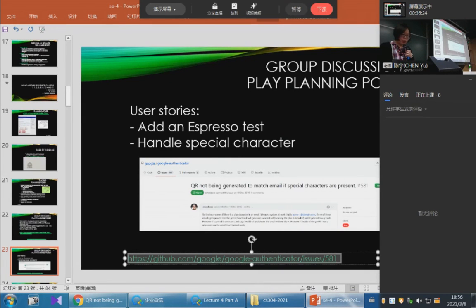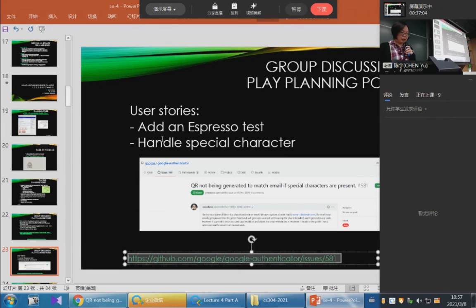That's the reason why I put two user stories, and one of them is adding an espresso test. The reason I put this user story is because it also helps to address the problem of not being clear about the expertise of your group mates. For those of you who don't know what an espresso test is, you may need some more time to understand and learn. And for those of you who already have expertise, maybe some of your group mates already know about this, then that will have less estimation.